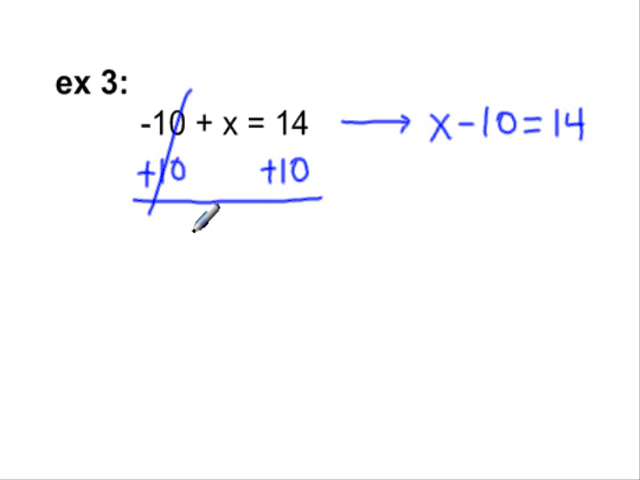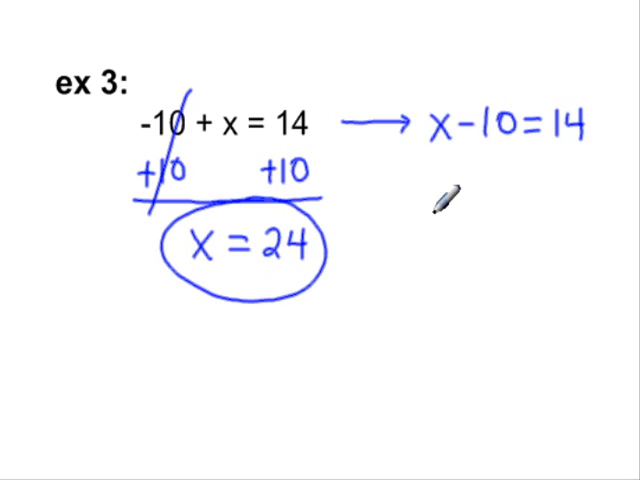So now that we've done that, we have x is equal to 14 plus 10, which is 24. And since x is by itself, x equals 24 will be my answer.